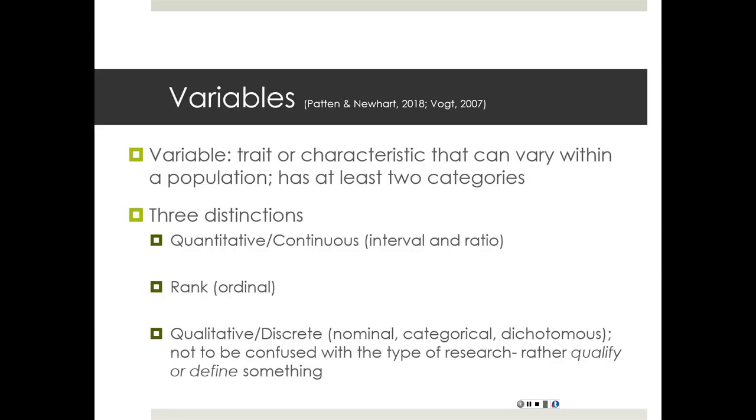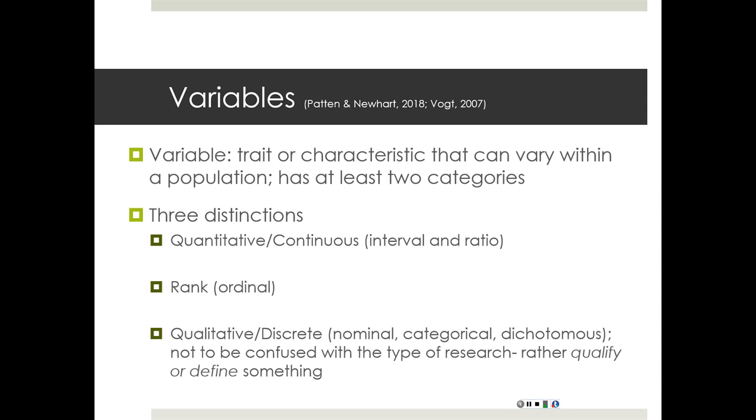Variables. Another key term in quantitative research is variable. A variable is a trait or characteristic that can vary within a population and must have at least 2 categories. For example, male or female, GPA, body temperature, etc.